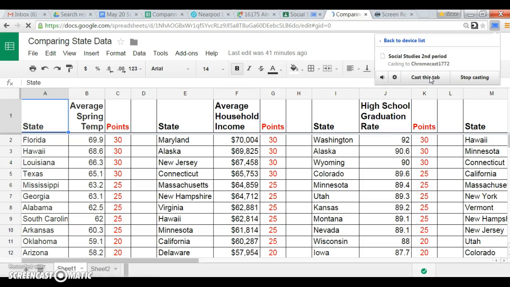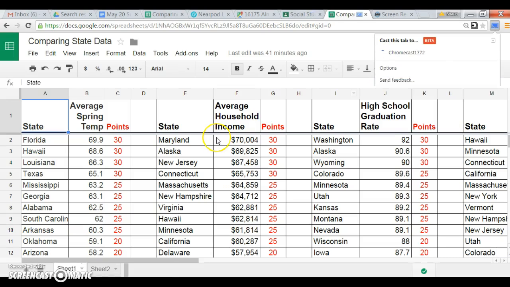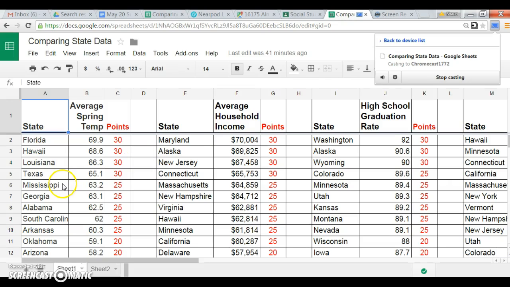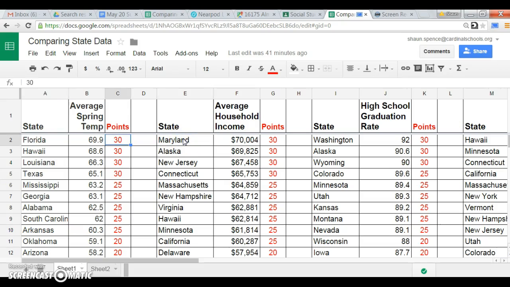But you don't have to understand how it works so much. You'll see in a minute how it works. What we have here is a bunch of data about all 50 states, and there are 6 categories. We have average spring temperature, which spring is March, April, May, parts of June. Average household income, which is data for each state that shows how much money is made by the people in that house. High school graduation rate. This is a percentage of the people that graduate high school in that state.